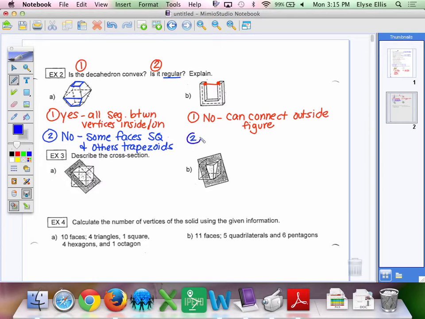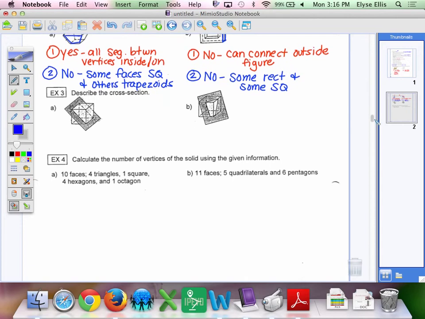Part B, is this one regular? This one's also going to be a no. I see in there some rectangles and I see some squares. The rectangles are more like the longer sides, but if you look at the very tip tops, those are squares. Again, you have a mix of shapes, so no, it is not regular.